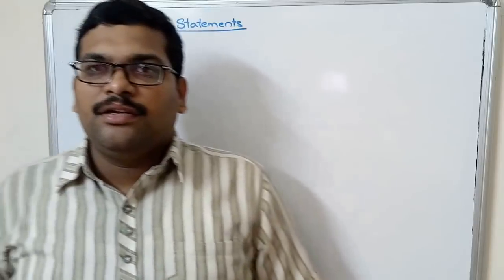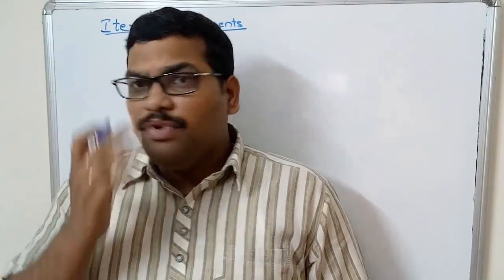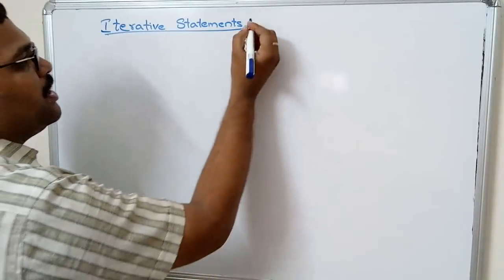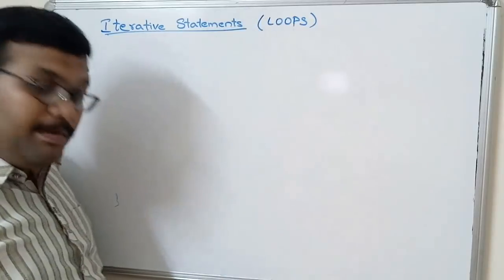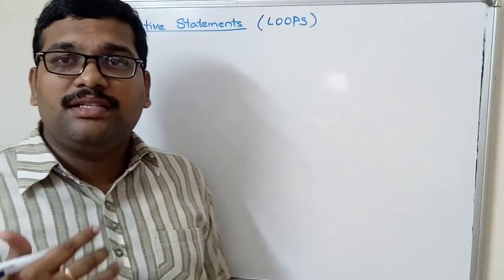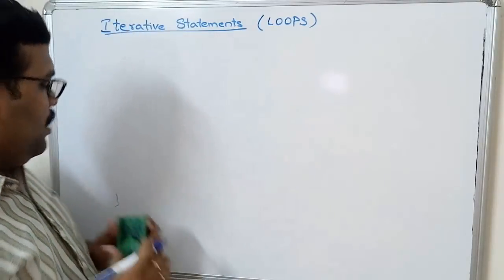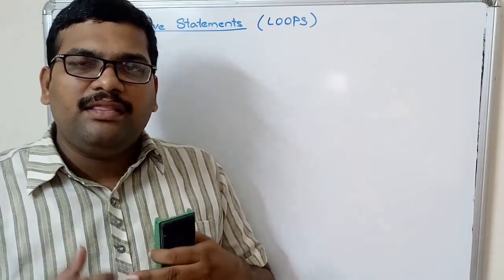Iterative statements. So here the main concept is, if we want to execute some set of statements continuously for n number of times, that we call iterations. Another name for these iterative statements is loops. So simply, a loop is executing the same set of statements a number of times. And here there are mainly three loops.